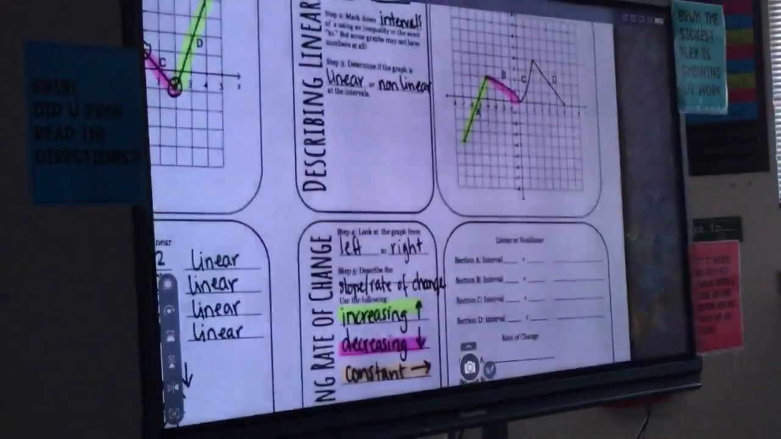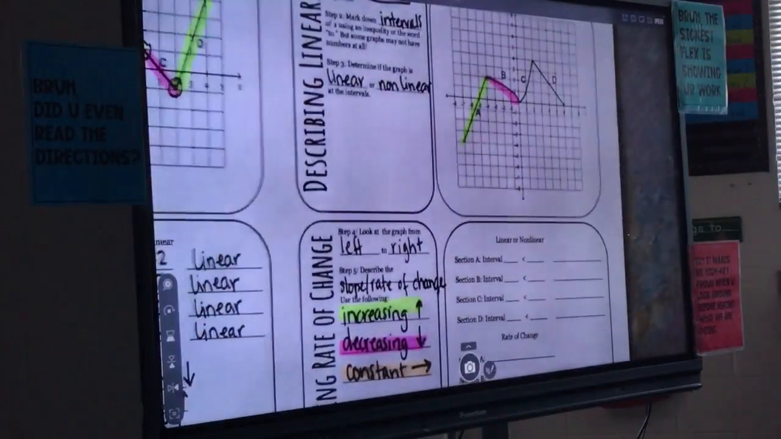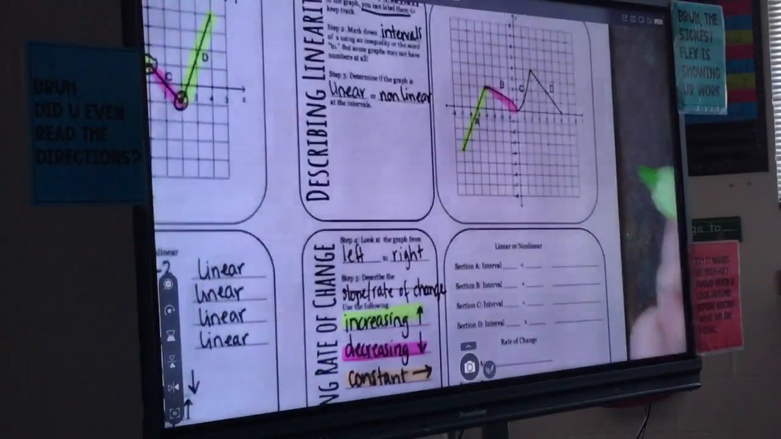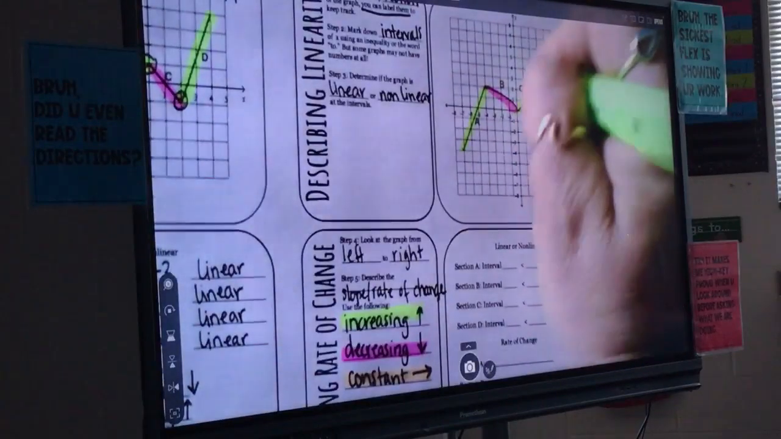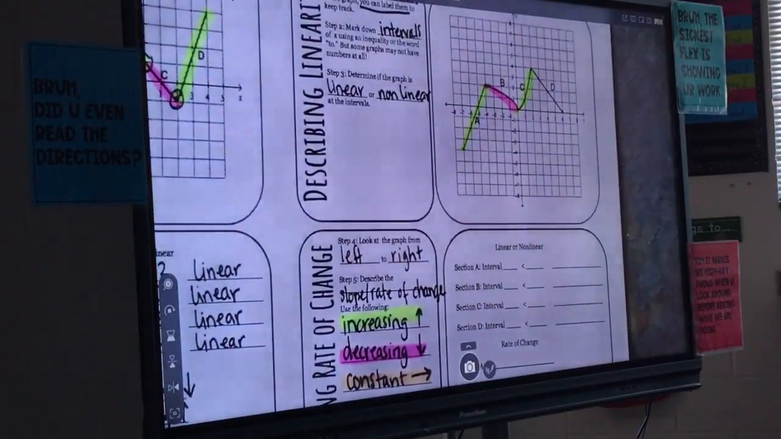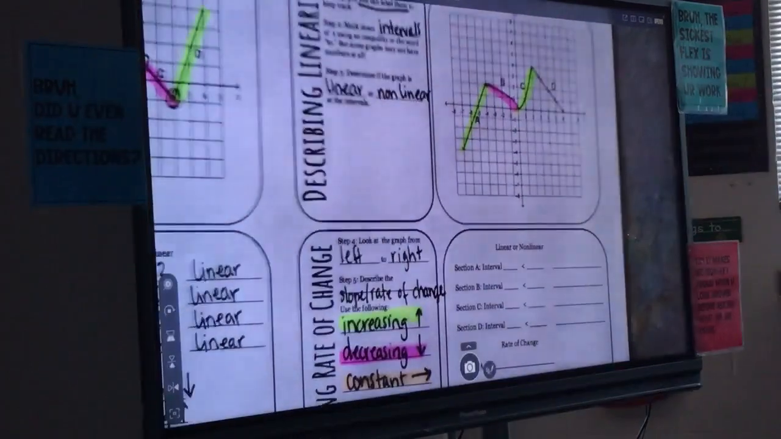All right, what about section C? What do you notice? Soraya? It's increasing. And what do we notice about D? It's decreasing.